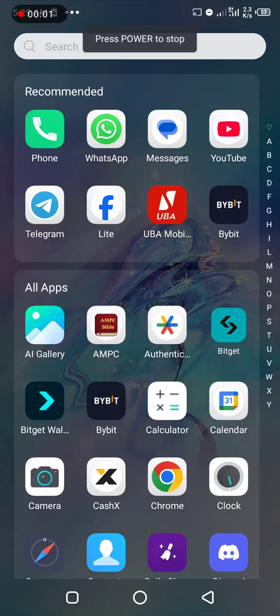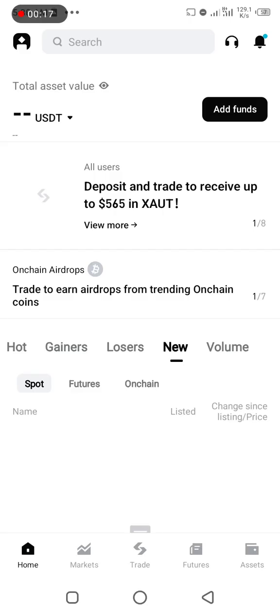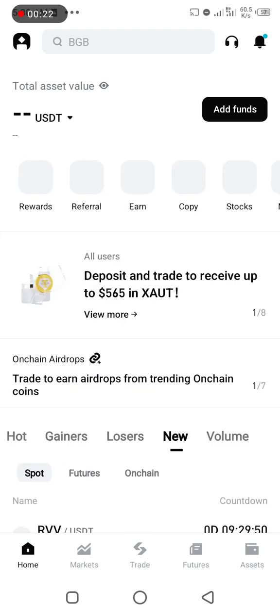Brief tutorial on how to do copy trading. Let's use Bitget as an example. You make money through different ways in crypto, and copy trading is one of the major ways to make money. So I'm going to show you briefly in this tutorial how to use copy trading for profits. So you should open your Bitget.